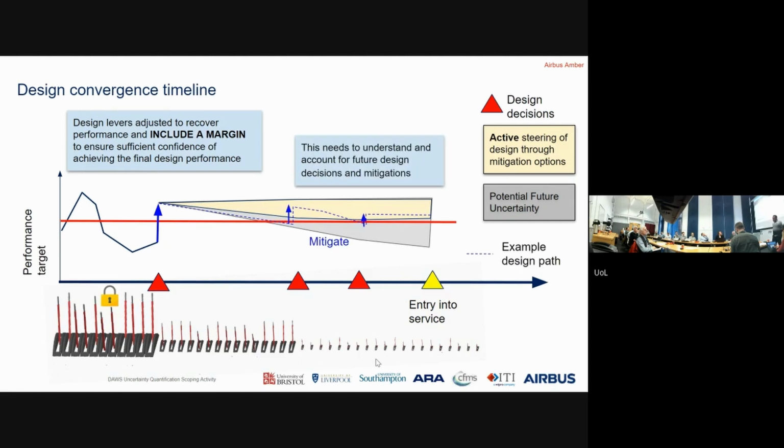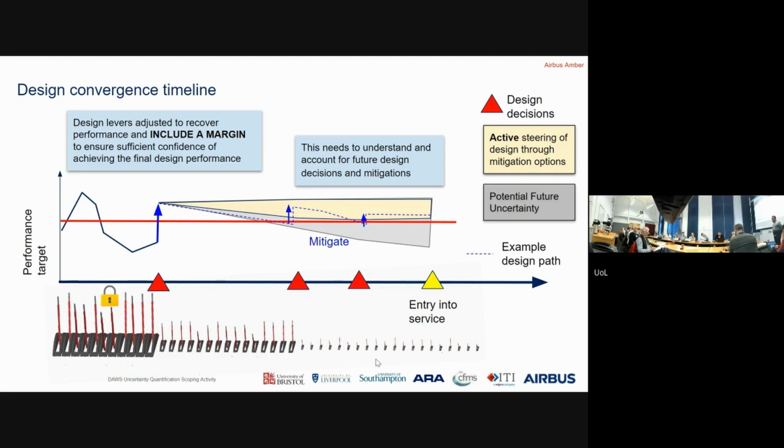If we look at an example of a typical design path, and there are many different forms, you can see that as we go through it, in each of those red triangles where we have future design decisions, we have an opportunity to exercise those levers to mitigate any performance degradation that we see and to do something to get back on track to meet that performance objective. So we have future mitigation options and potential contingencies that we can call upon in order to get back to our performance metric.